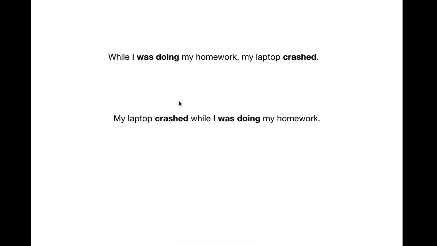Here, we can see that we can use this order, past continuous and then simple past. Or you can start with the simple past and finish with the past continuous. For example, while I was doing my homework, comma, my laptop crashed, ahí empiezo con el past continuous. Empiezo diciendo lo que estaba haciendo y después, ¿qué pasó? Also, otra opción es empezar con lo que pasó. For example, my laptop crashed.